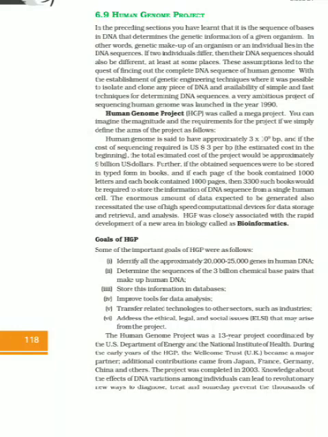The Human Genome Project was a 13-year project coordinated by the US Department of Energy and the National Institute of Health. During the early years of the HGP, the Wellcome Trust UK became a major partner. Additional contributions came from Japan, France, Germany, China, and others. The project was completed in 2003.